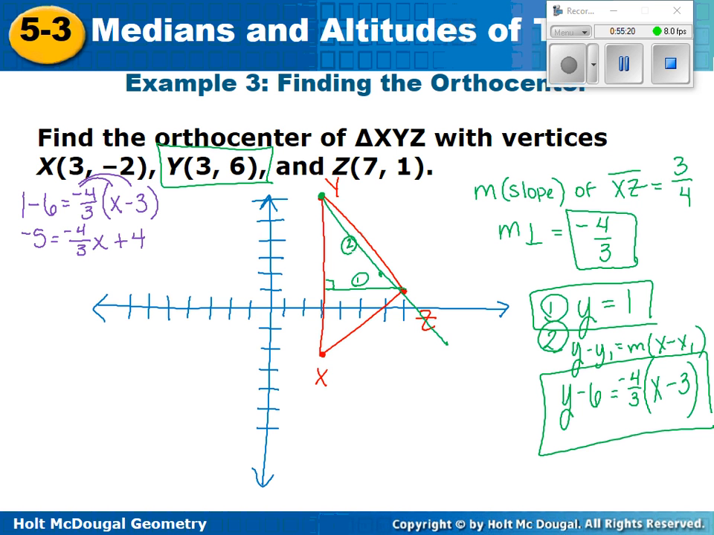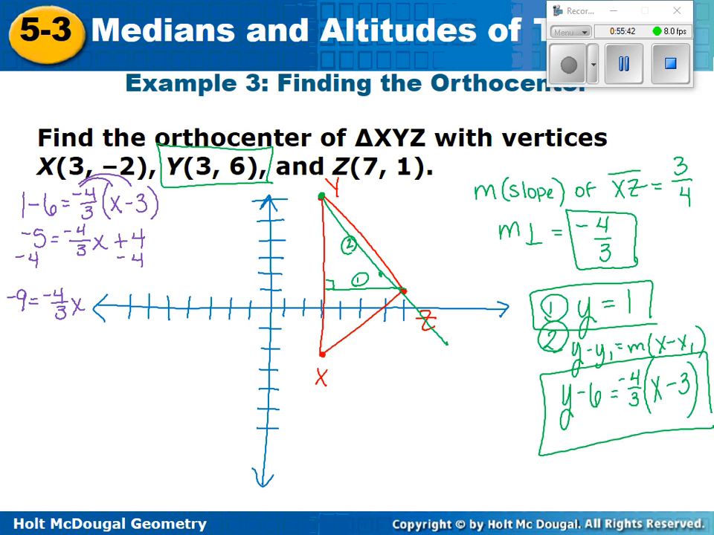What do you want to do from there? Subtract the 4 from both sides. So now we have negative 9 equals negative 4/3 x. What do we do from there? Okay. Multiply both sides by not negative 4 over 3 because that's the same thing, so it won't make it go away.